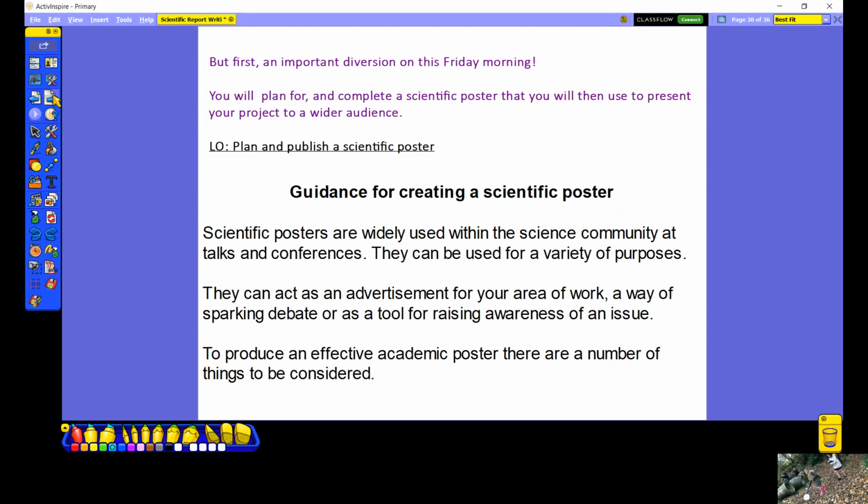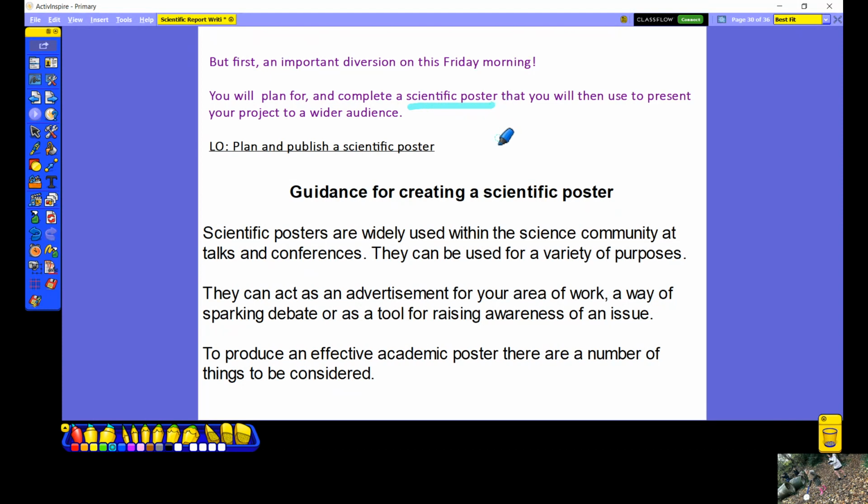However, today I thought it might be really nice to take a diversion, a really important diversion on this Friday after working so incredibly hard. I want you to plan for and complete a scientific poster.